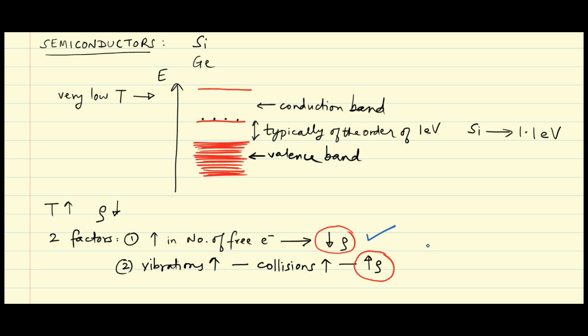The net effect of this is that in a semiconductor, when the temperature rises, the resistivity falls. So it becomes a better conductor of electricity at higher temperatures. Indeed, if we want to test whether a given material is a semiconductor or not, we can check if its resistivity falls when we increase its temperature.